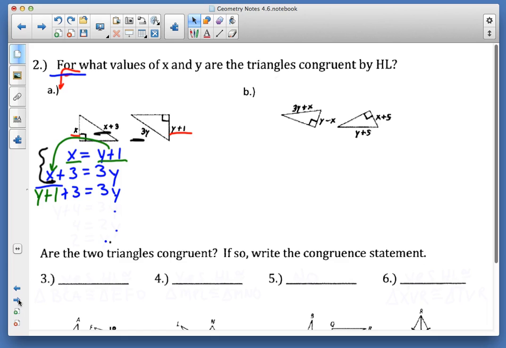Now, after I do that plug-in, I solve everything exactly the way I've been doing it since 5th, 6th grade, whenever you started solving. So go ahead and get her done. We got y plus 4 equals 3y, and now I subtract y from both sides, 4 equals 2y, and my final step, divide by 2, and y is 2.